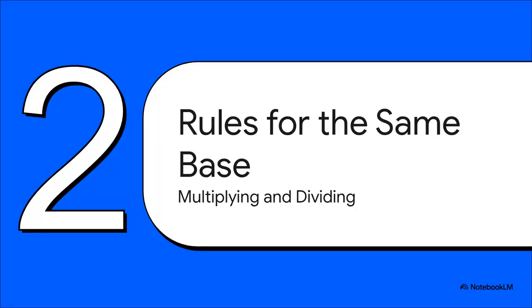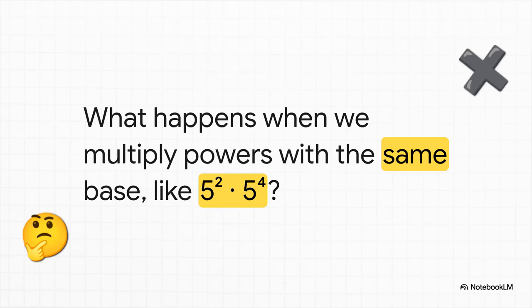Now that we've got the lingo down, let's get into the really cool part, the rules. We're going to start with the simplest ones, which are for when you're working with powers that happen to share the same base. So let's look at a real example. We've got 5 squared times 5 to the power of 4. Without doing any math yet, just take a guess. What do you think is going to happen here?